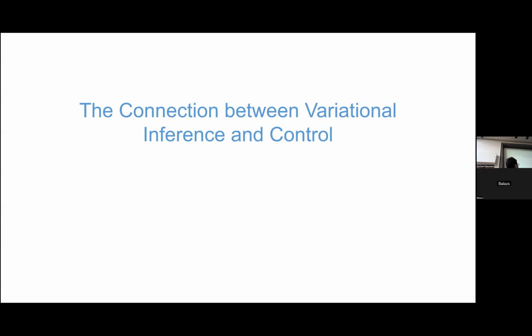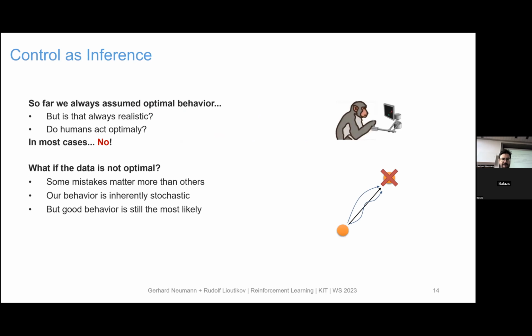Okay. So let's go back to our original problem, which was reinforcement learning and control, and see how this fits with variational inference. Because why do we want to formulate control as inference?